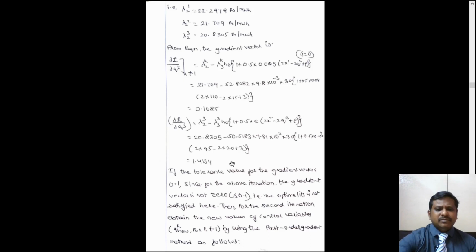If you observe here, the tolerance value of the gradient vector is 0.1. Since in the above iteration the gradient vector is not 0 or less than or equal to 0.1, the optimality is not satisfied here. Then for the second iteration, obtain the new values of the control variables. So again, you have to iterate the same with different values.